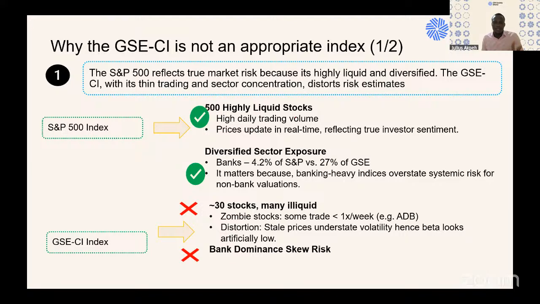So beta is going to be understated when you are calculating beta. It looks like nothing much is happening there, right? The bank dominance is actually skewing the risk. The risk is skewed towards the banking sector.